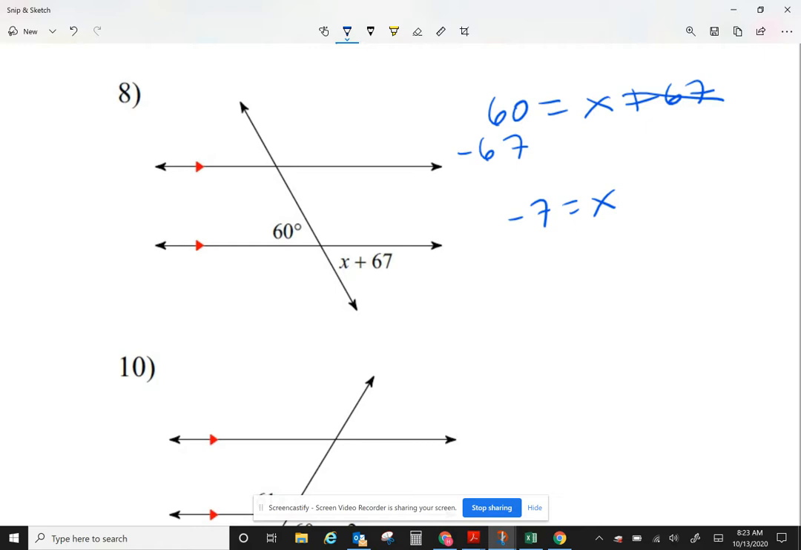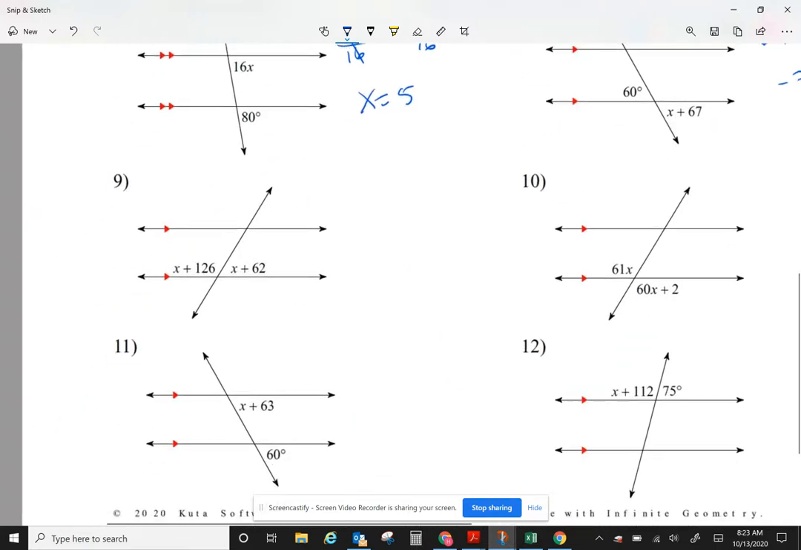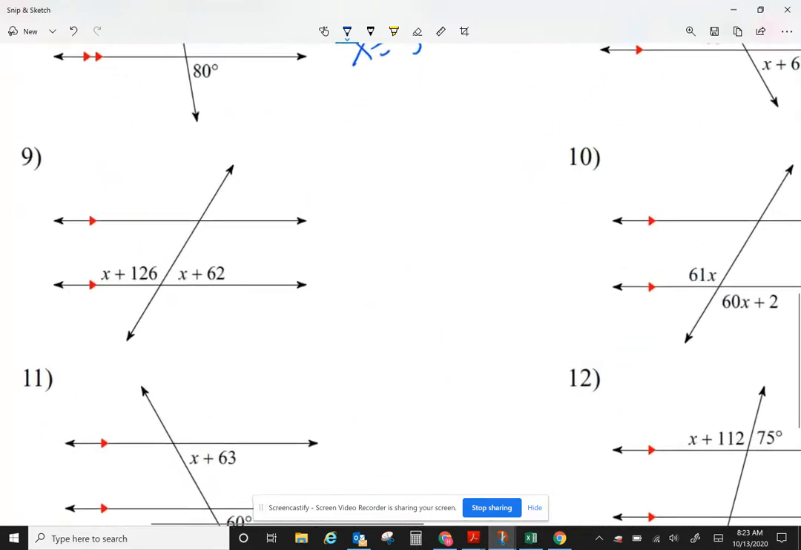The angle overall is positive. If you think about it, negative 7 plus 67, the angle overall is positive, but it's okay if the value of x is negative. Now I don't have a number in front of the x other than 1, so I don't divide. Let's take a look at the question number 9.